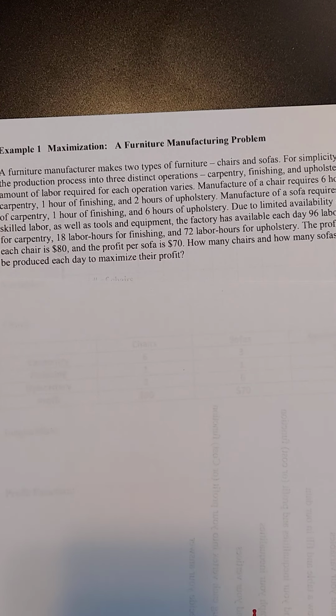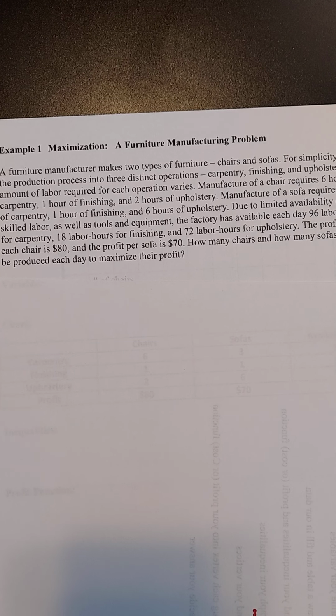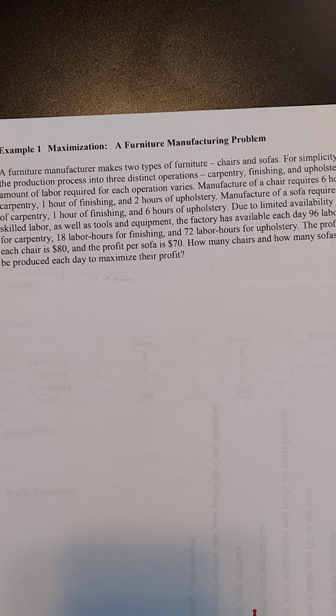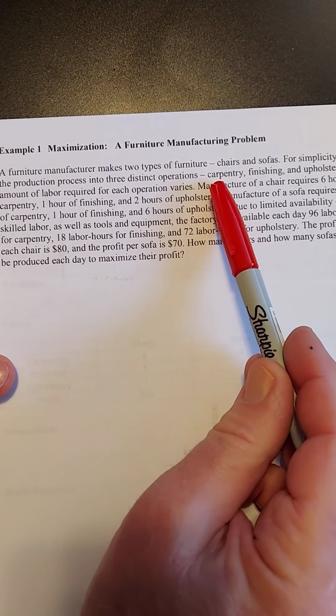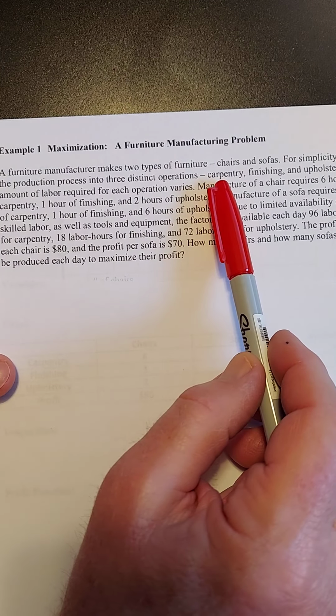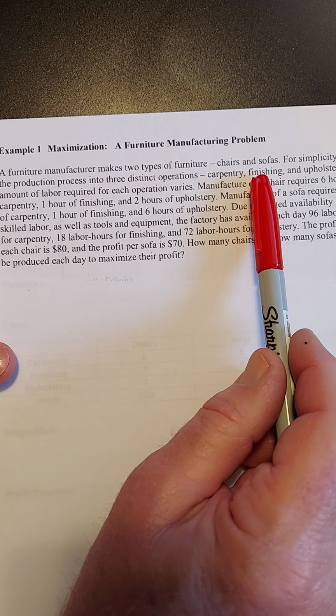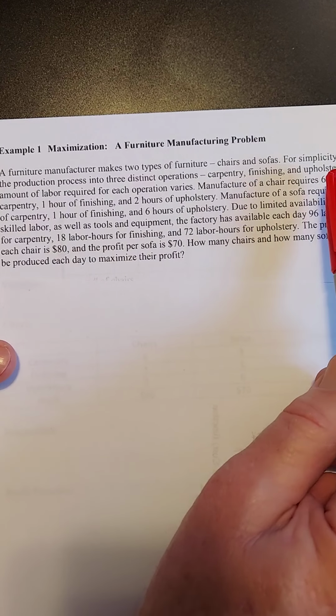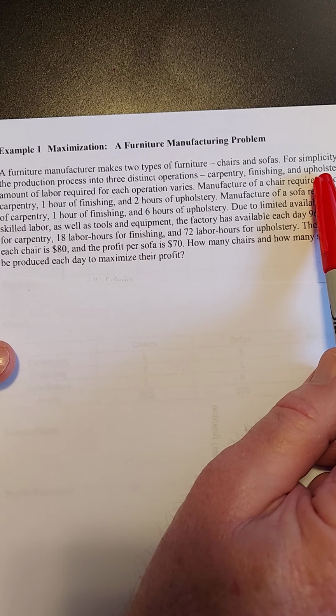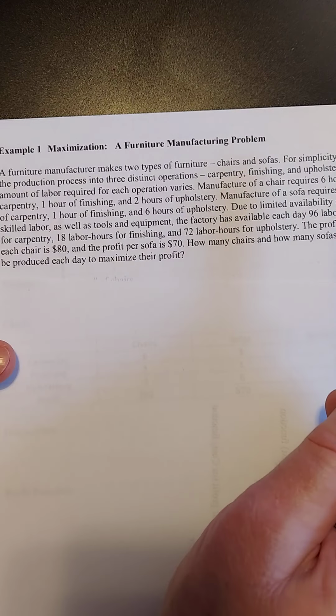I'm going to pause here a second. As we go through this, I want you to imagine that you are actually running the business and you're producing these chairs and sofas. And to produce them, there's different things that you've got to have. In this case, they're saying there's got to be some carpentry, which means the wood part of it you're going to put together. And then there's some finishing that has to go through with it, fine tuning, whatever you want to call that. And then once you have all that done, you have to put the upholstery over the top. So those would be your three parts.